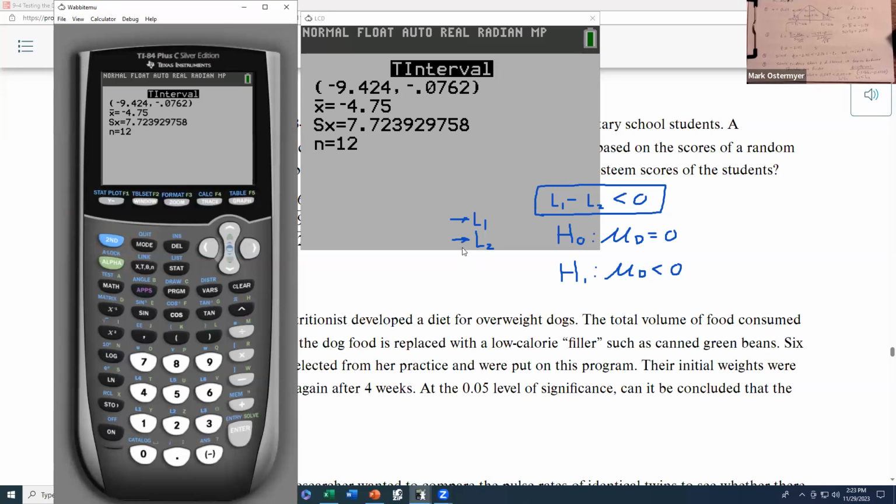All right. So that is it, ladies and gentlemen. I'm out of time. And so what we did is we conducted a hypothesis test today and built confidence intervals for the mean difference of matched paired data or dependent samples.